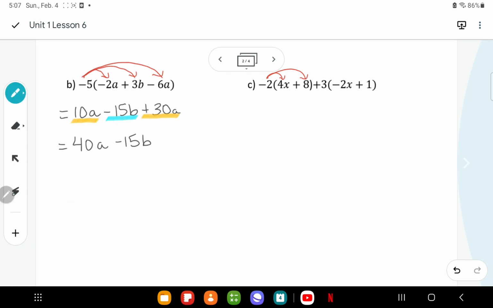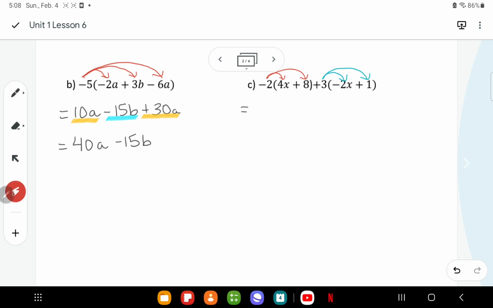So I'm going to change colors to show the arrows for the next one. The 3 multiplies into the bracket that follows directly after it. So the negative 2 doesn't keep going after this end of the bracket. Now the 3 multiplies into the next bracket. So let's see what we get here.